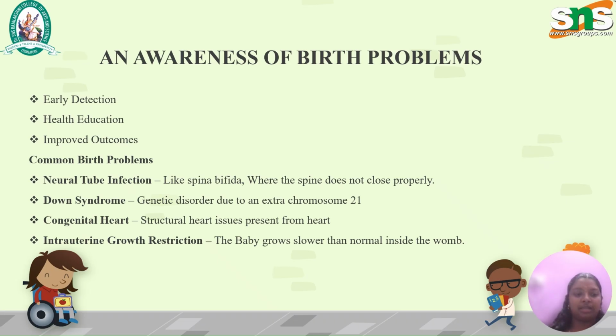Next is intrauterine growth restriction. The baby grows smaller and slower than normal inside the womb. The baby won't be growing normally, and it won't have proper development. For example, a baby's respiratory and digestive systems should be developed within 3 months. If the baby is not developing, then that baby is having some issues.